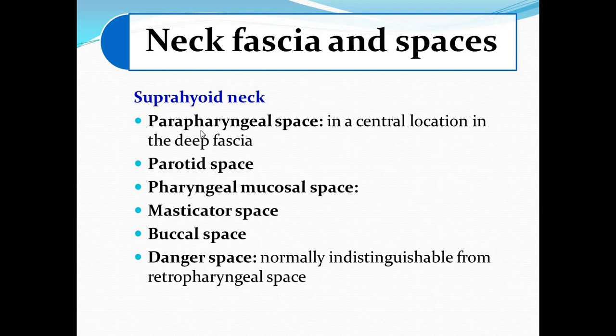In the suprahyoid neck, we have the parapharyngeal space. This is central in the deep fascia. We will know this shortly. The carotid space, which contains the internal carotid, the common carotid, and with internal and external, of course, and the internal jugular vein and the vagus nerve. The pharyngeal mucosal space, this is around the pharynx and its mucosa. Masticator space that has the mastication muscles, the masseter, temporalis, medial and lateral pterygoids, and the mandible.